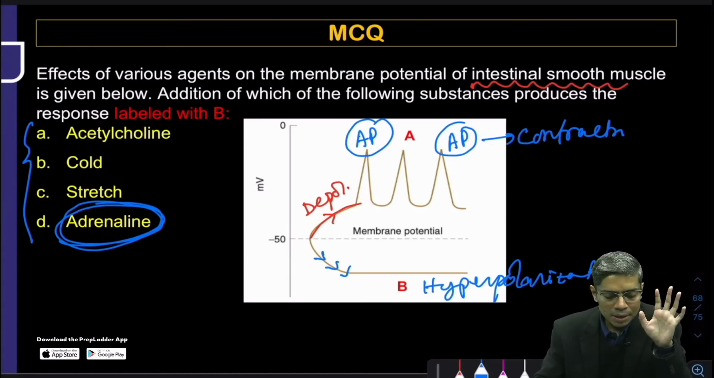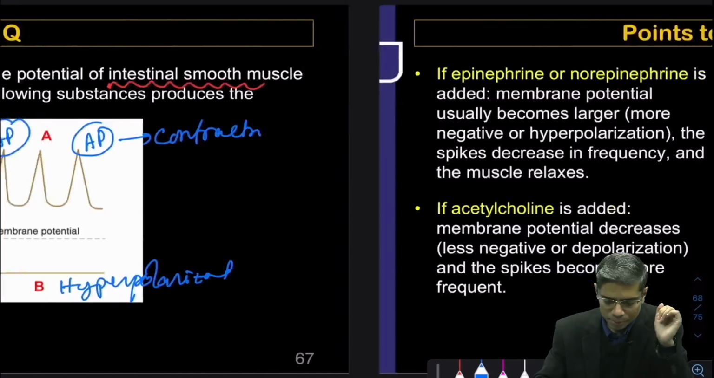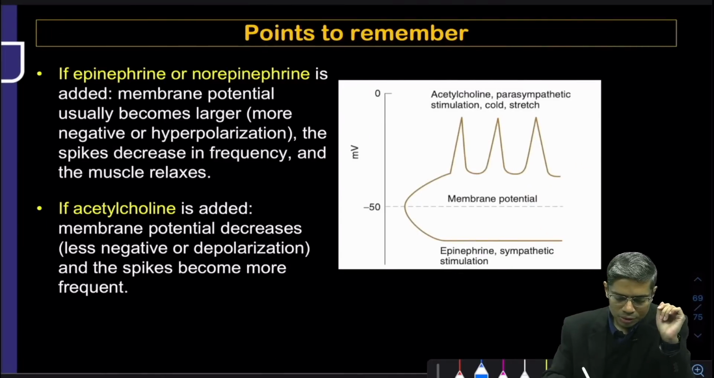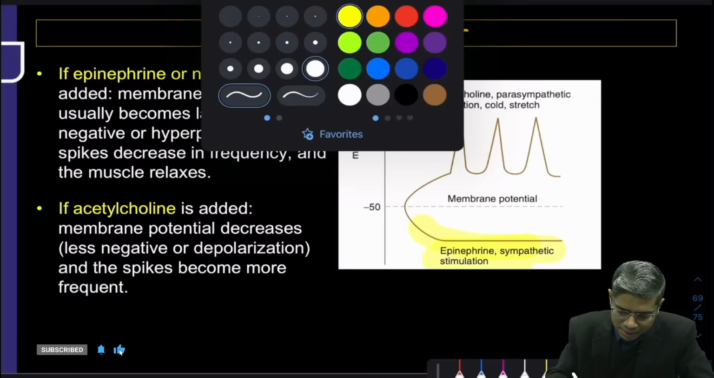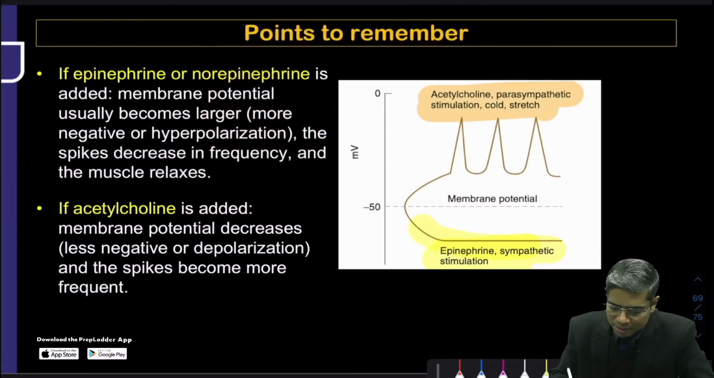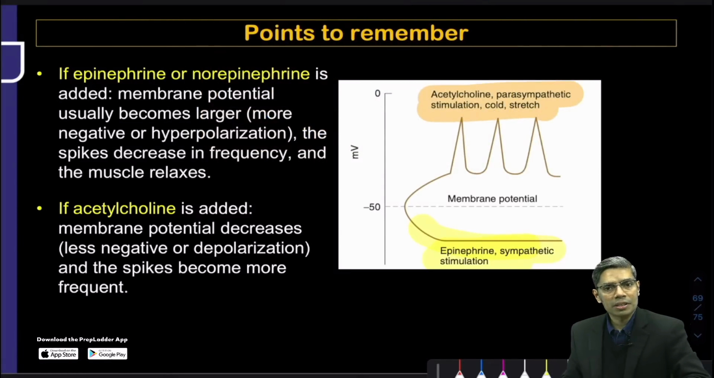Okay. So similar kind of question और एक है, आपको दिखाऊंगा, और 2 क्वेश्चन है. So this is all about the discussion that if you give adrenaline, epinephrine or sympathetic stimulation, there will be hyperpolarization, and if you give acetylcholine or parasympathetic stimulation, then there will be contraction. वही लिखा है यहाँ पे.